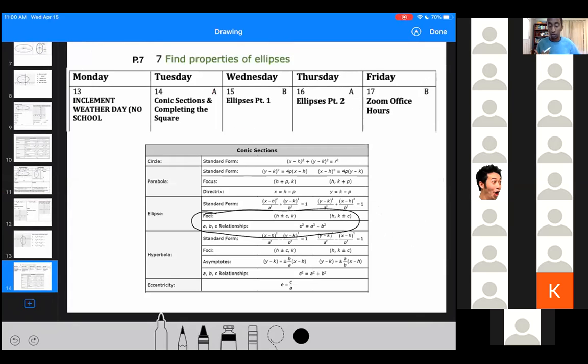Tomorrow, your practice is again IXL. It's an easy one. P.7, find the properties of ellipses. That one is in the pre-cal. Pre-cal P.7, again, that's due on Friday at 4:20. It just asks you what's the A, what's the B, and the features based on the graph or based on the equations. Okay, so that's your practice.